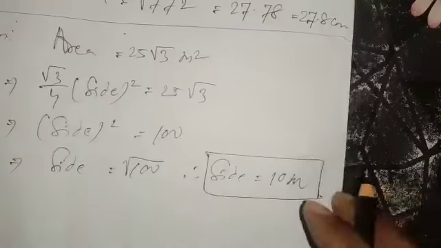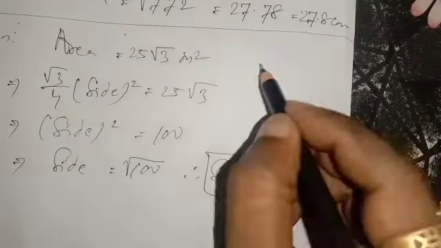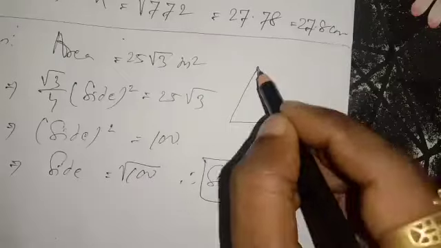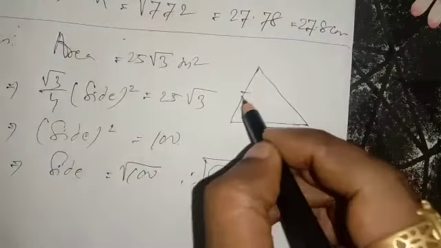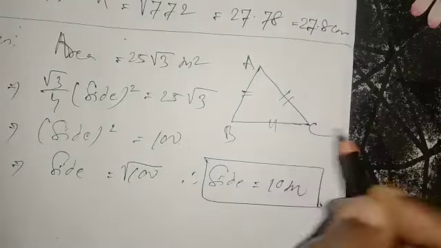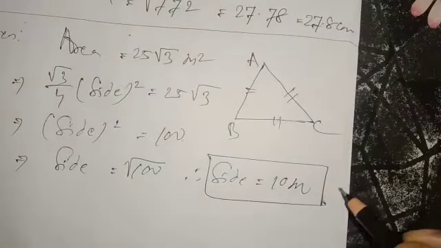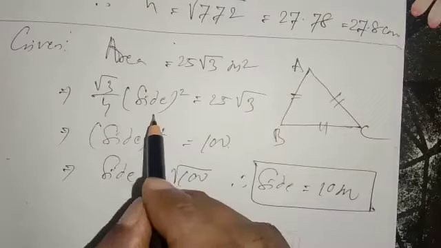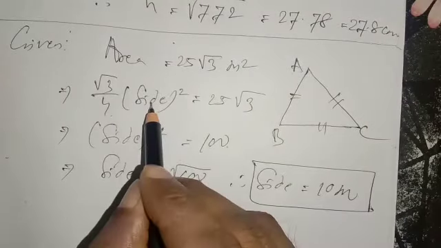The side of the equilateral triangle will be 10 meters. If you draw one triangle like this, an equilateral triangle, all the sides are equal. Each side of the triangle will be 10 meters. And the area of an equilateral triangle formula is root 3 by 4 into side squared.